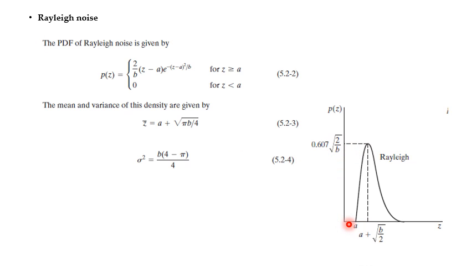And you can see that there is a displacement from the origin, and this is because the basic shape of the density is usually skewed to the right. The Rayleigh density can be quite useful for approximating skewed histograms. So when we encounter some skewed histogram, this is the best way of approximation.